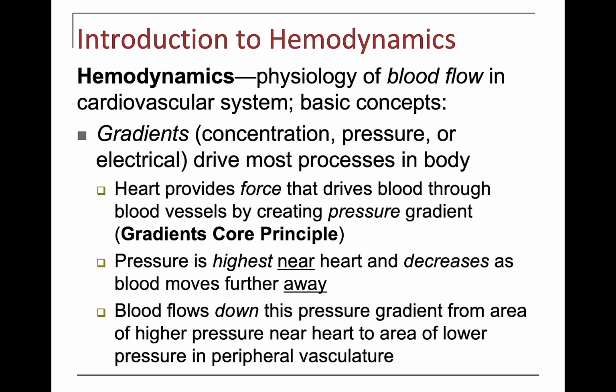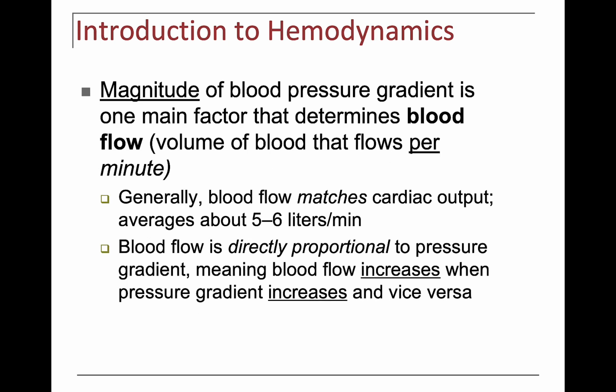So this is why pressure is almost zero when it gets back to the right atrium, and the aorta is the highest pressure vessel in the body. The magnitude of blood pressure gradient is the factor that determines blood flow. So blood flow is the volume of blood that flows per minute. So generally your flow matches your cardiac output. You tend to have about 5 to 6 liters per minute flowing, and it is directly proportional to the pressure gradient, which means that blood flow increases when the pressure gradient increases. Blood flow decreases when the pressure gradient decreases.